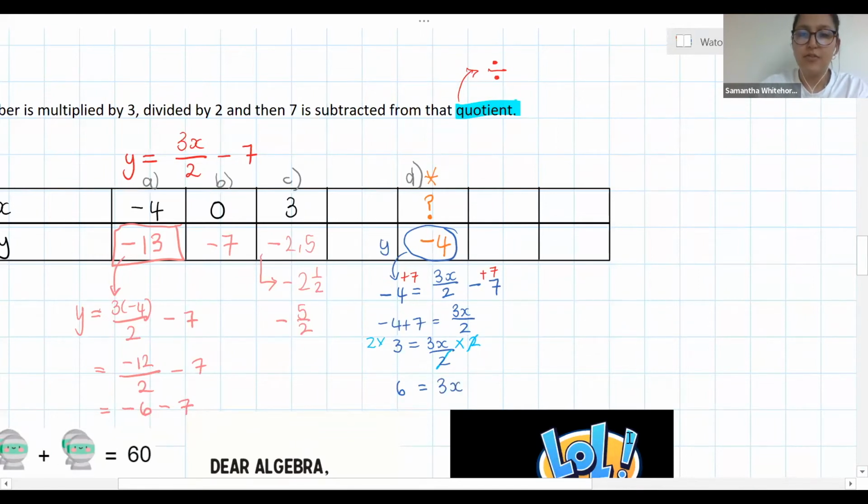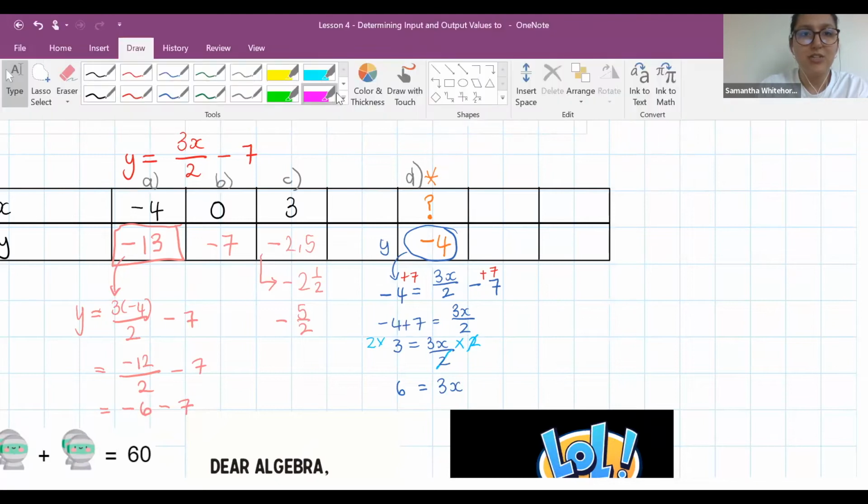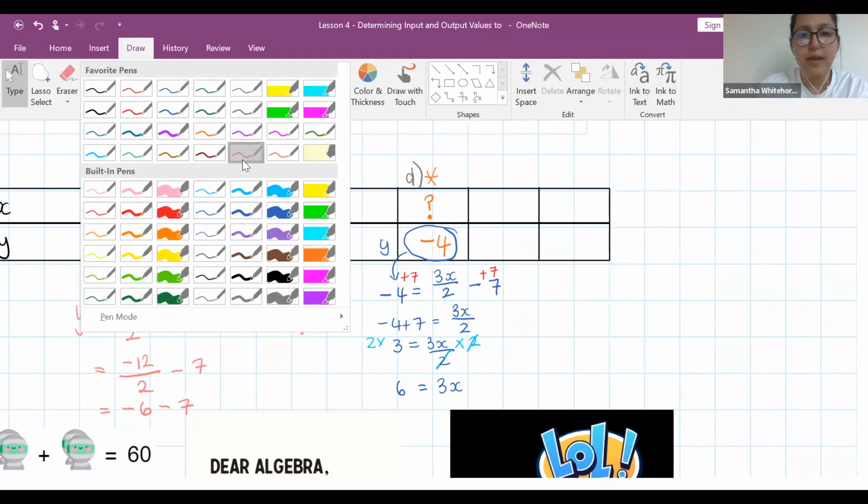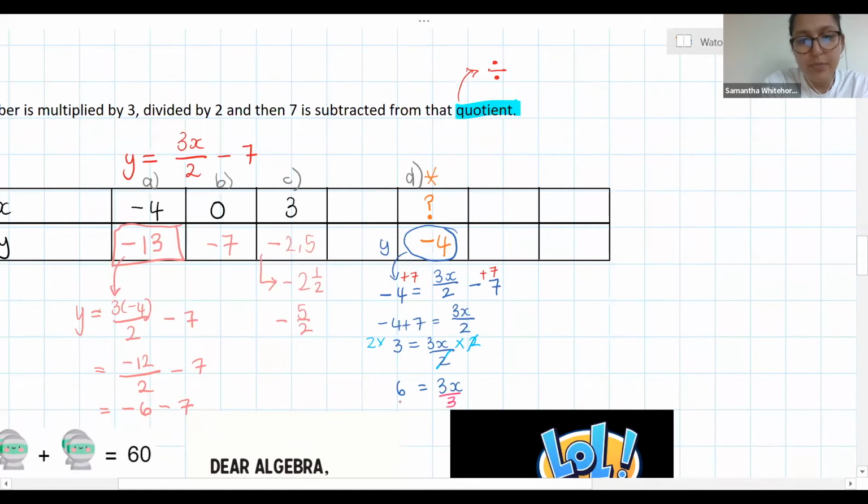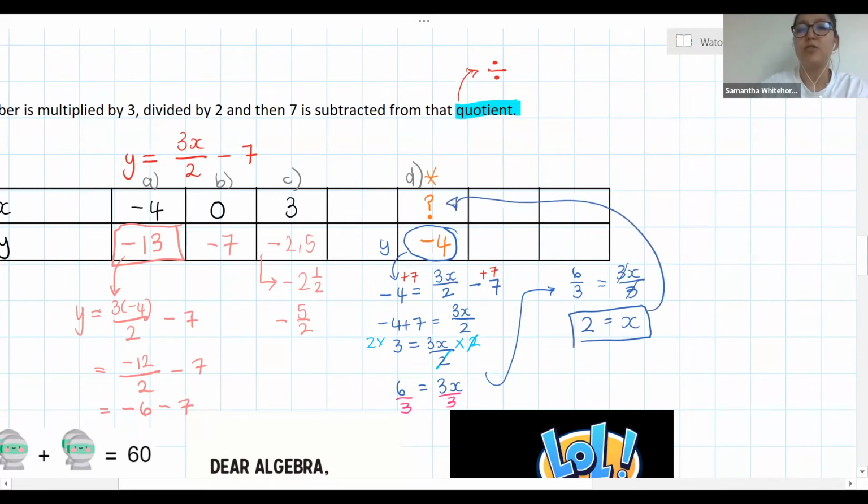And then we know that if we want to get that x alone, I need to divide the coefficient away. So I'm going to divide both sides by 3. And so what I end up with is 6 divided by 3 is equal to 3x divided by 3. Now we know that those 3's will go away, leaving me with just an x. And 6 divided by 3 is 2. And so what we've solved for is that input value I was looking for, the fact that x is equal to 2.